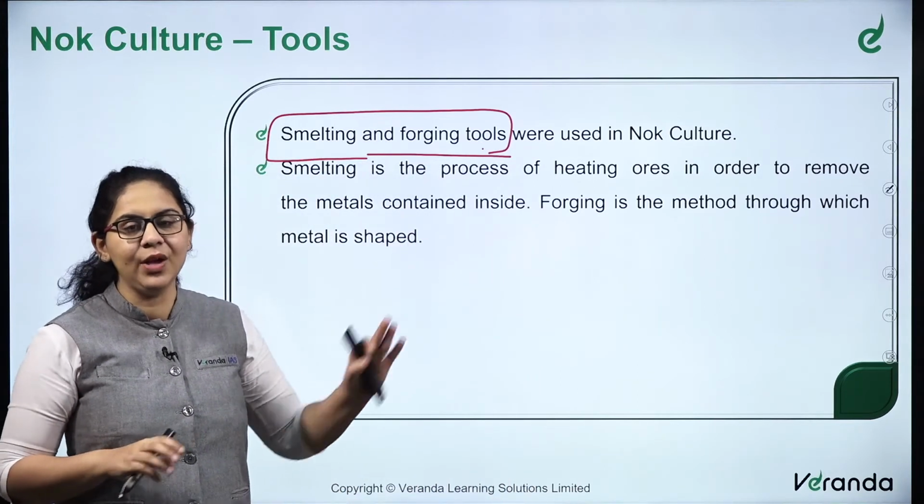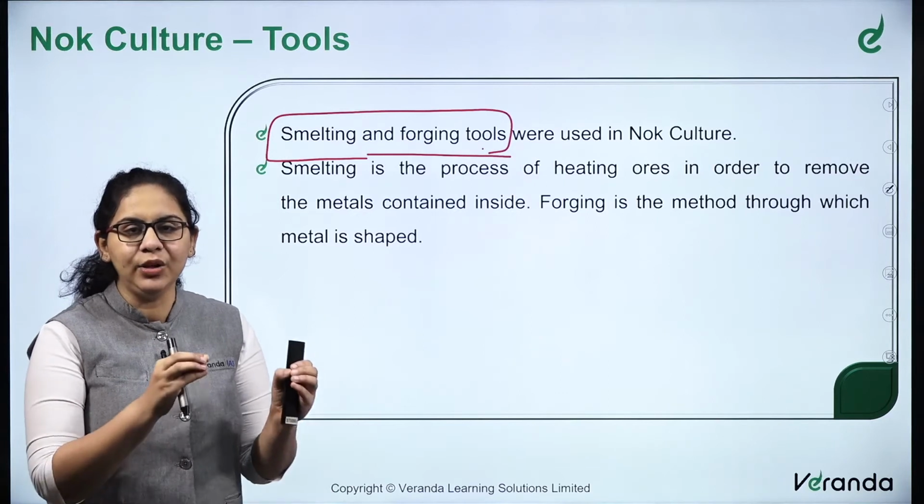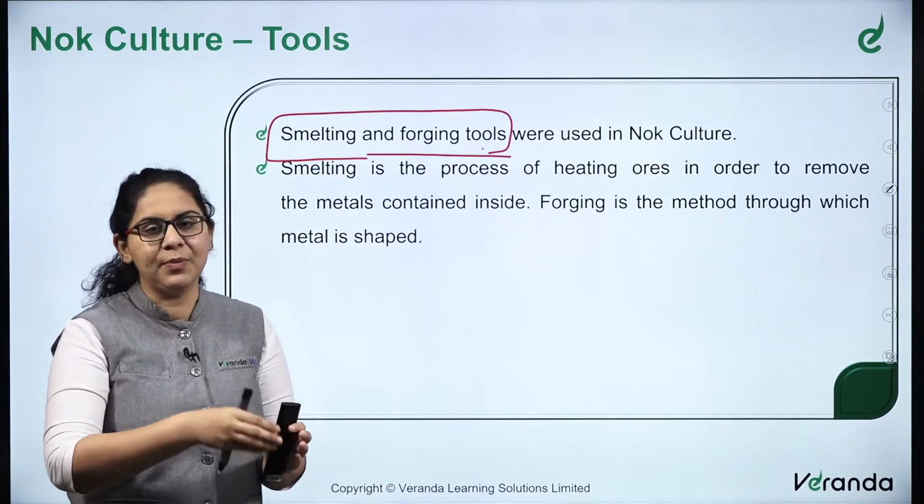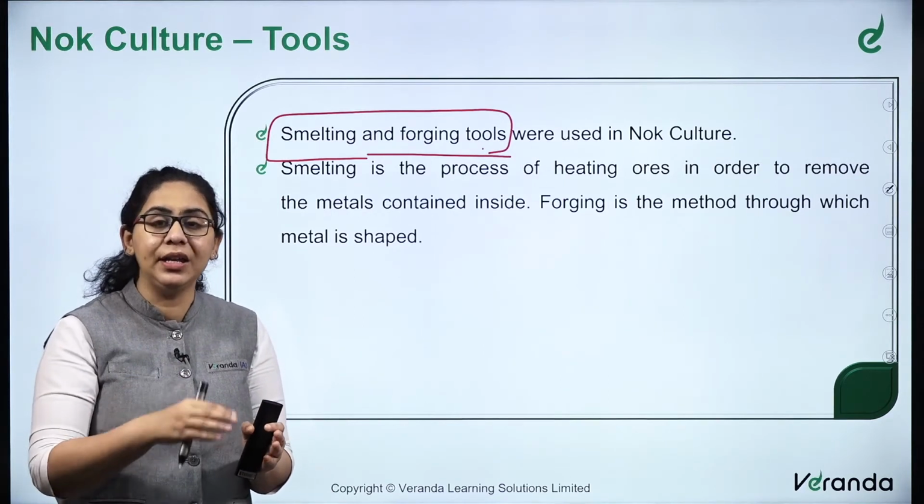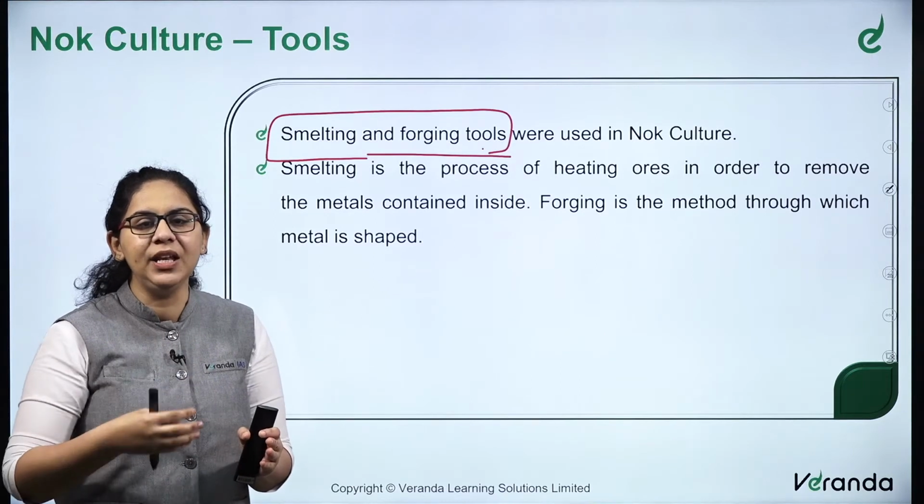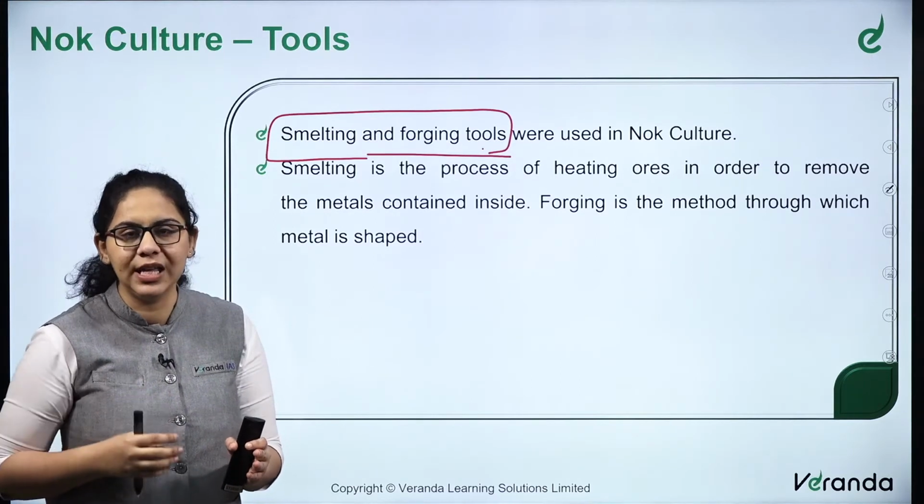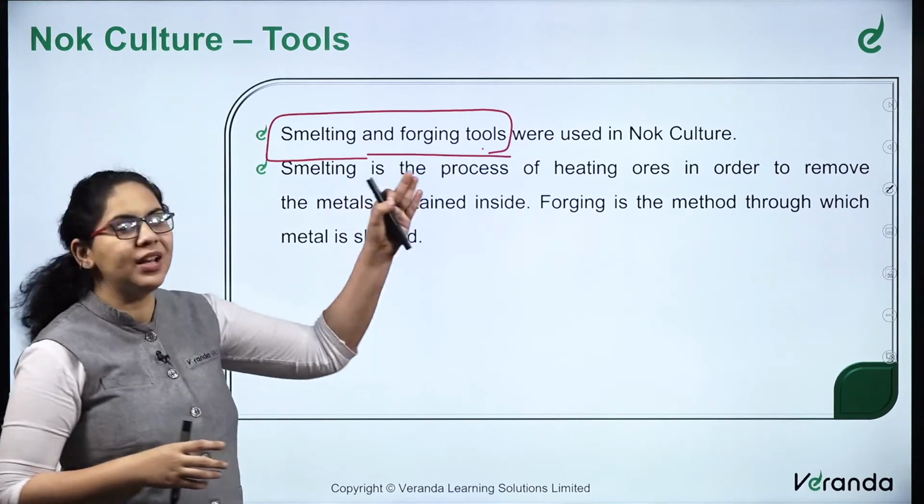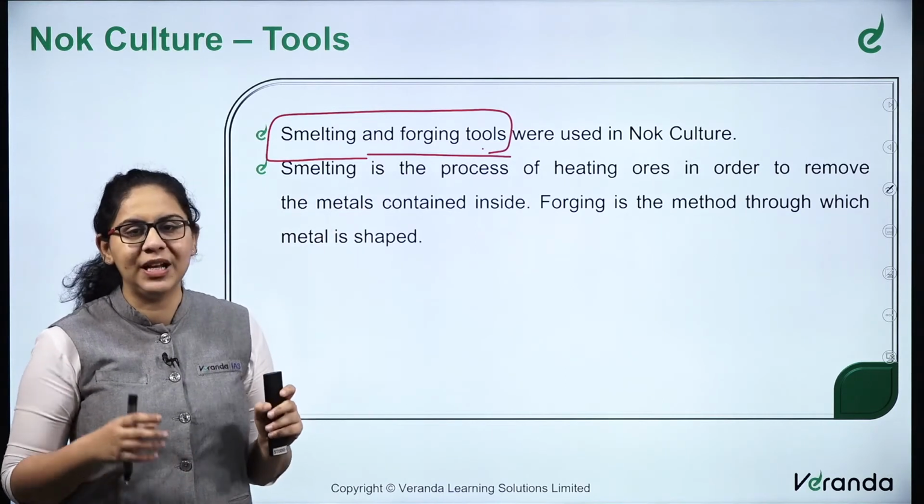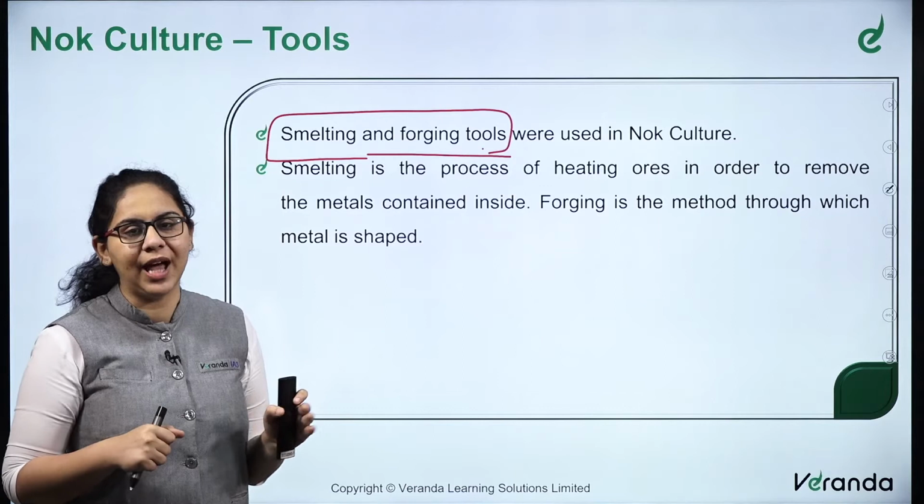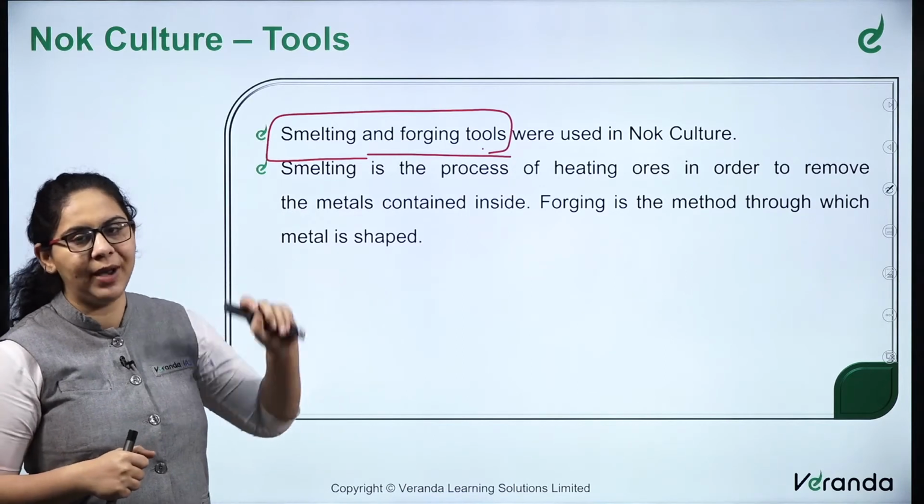What is smelting? Whenever there is an ore, that ore has some metal. Suppose it is iron ore, that will have iron, but along with iron, there will be a number of other things, the impurities in the ore. So the metal is heated with the process of smelting and extracted from that ore. That is extraction of metal.